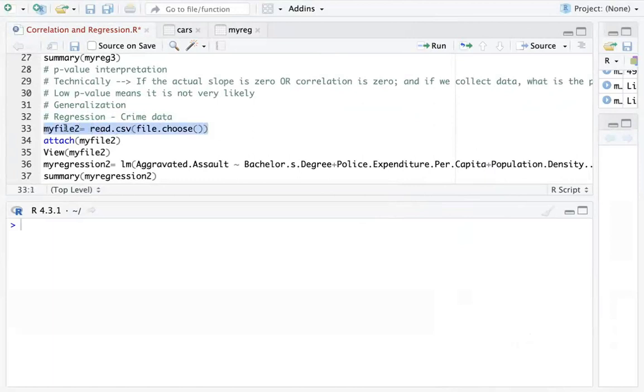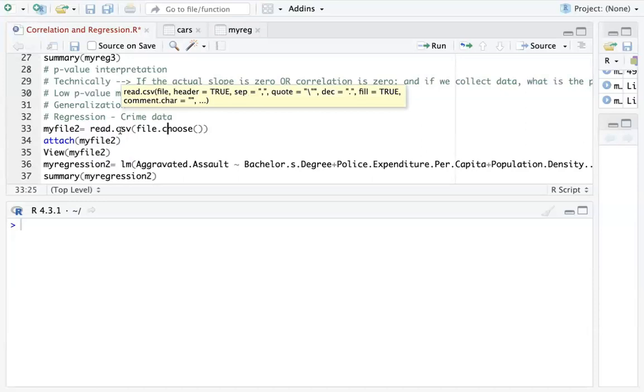I will use this command, that's myfile2. Myfile2 is the name of the object that I choose. And then read.csv(file.choose()). Here, I do not have any discretion. I have to use this command. I cannot make any change here, although I can choose a name of my choice for the object. Once I run this command, it will open a new window, and then I will go to my specific folder and import that data.